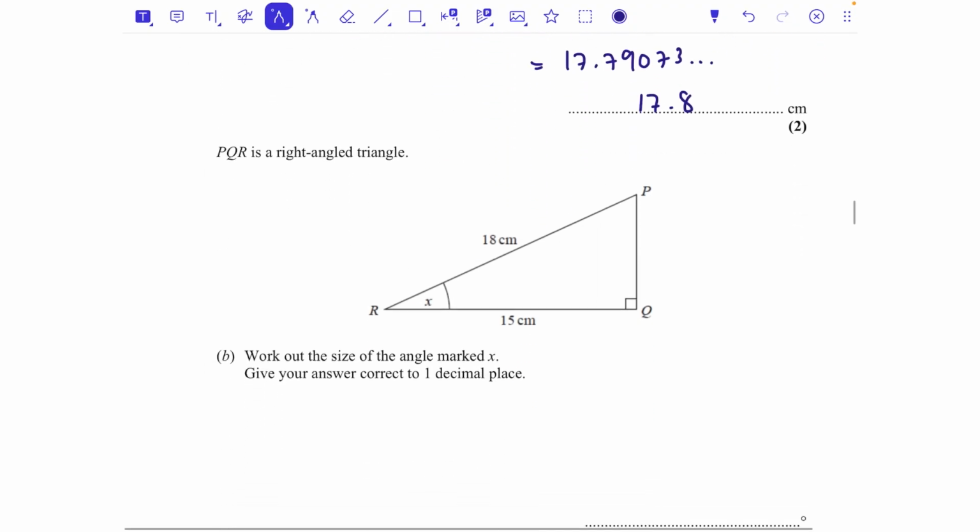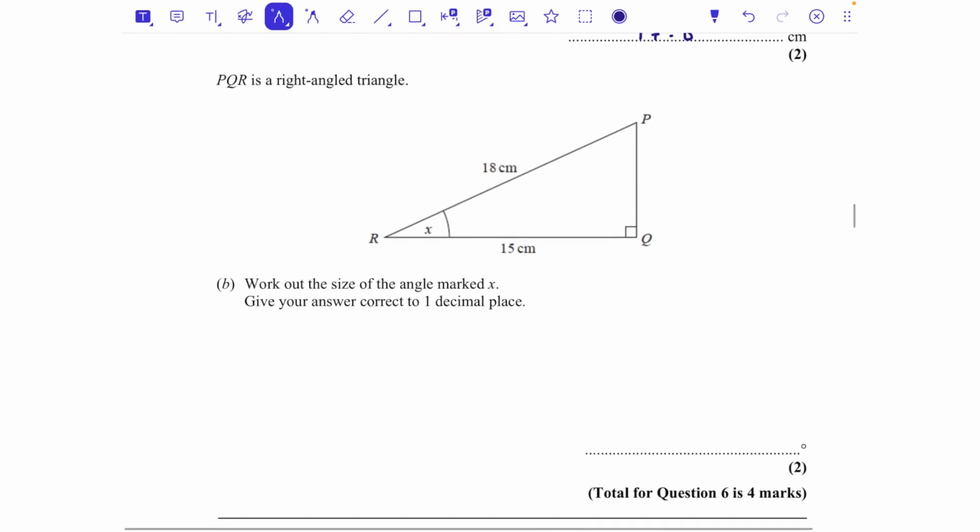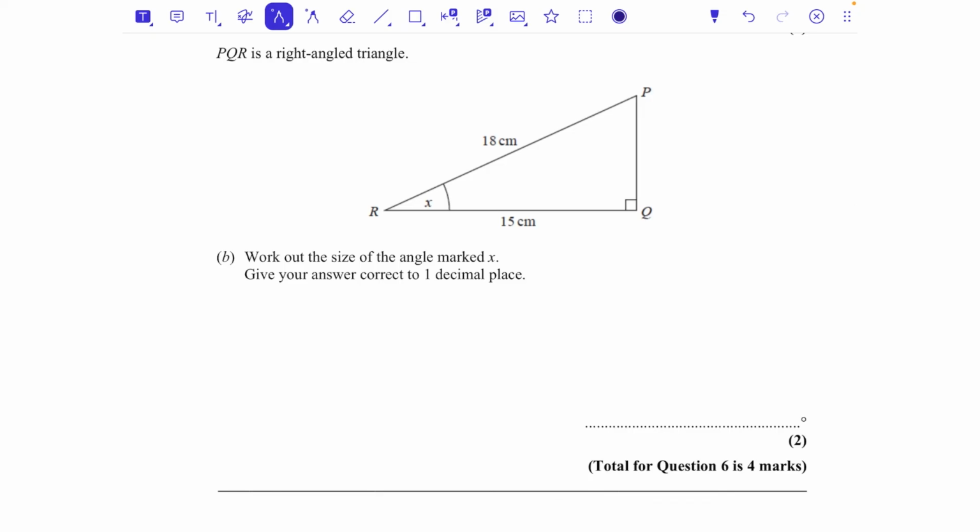Then we have PQR is a right angled triangle. Work out the size of the angle marked X. Give your answer correct to one decimal place. Again, this is SOHCAHTOA, but this time we're finding an angle. This is your hypotenuse, this is your opposite, and this is your adjacent.